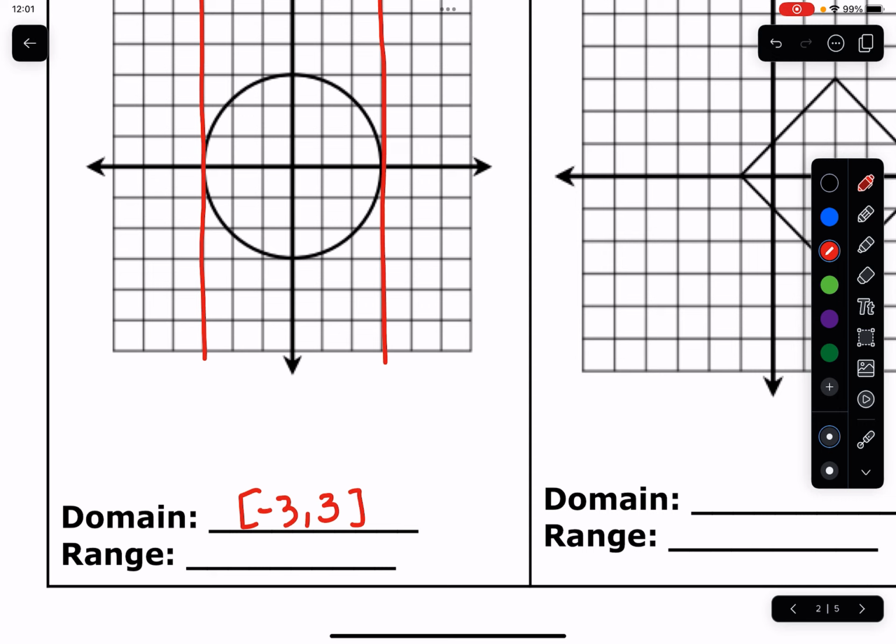Now for the range, -3 is the lower boundary and +3 is the upper boundary of y. So your range is in the vertical direction, -3 through +3.